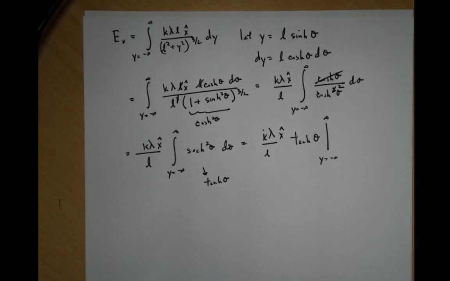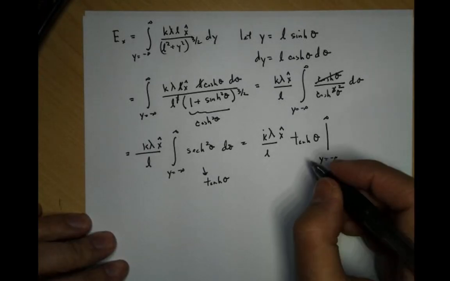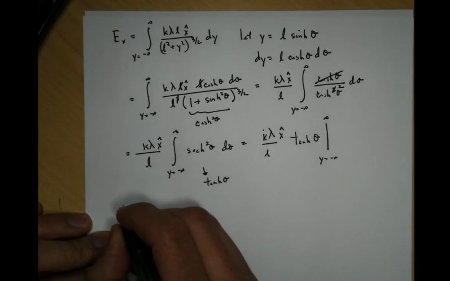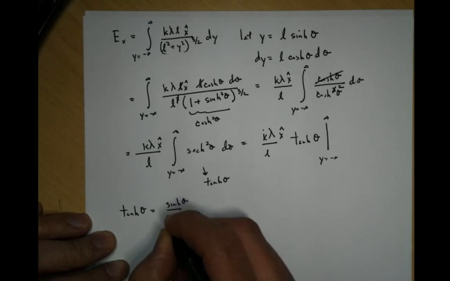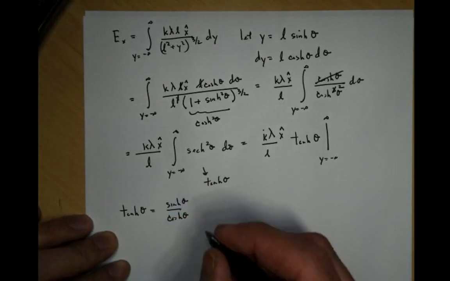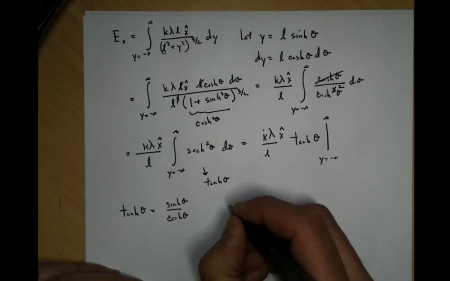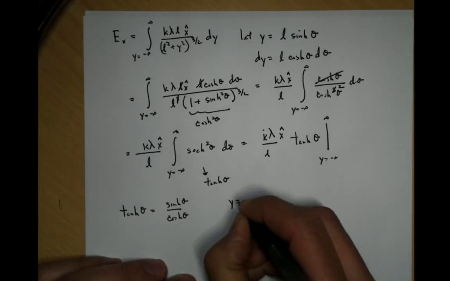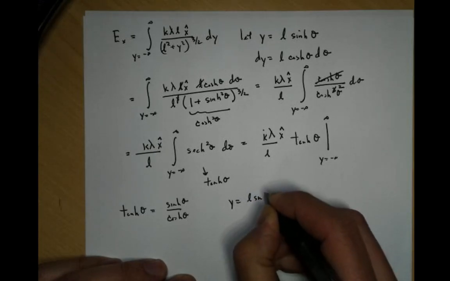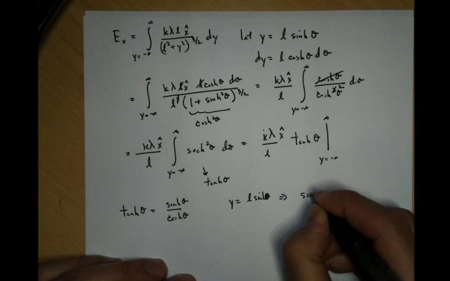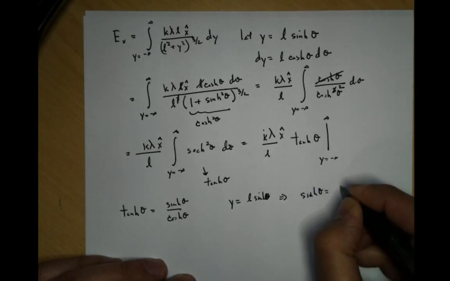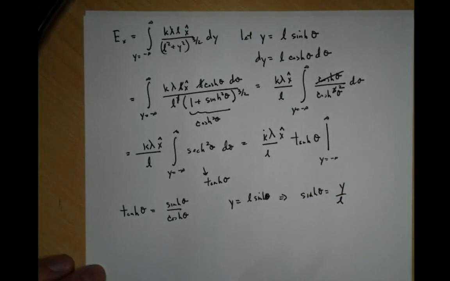So there are 2 ways of getting this one. The first thing is that you can actually write down what tanh theta is. So tanh theta is sinh theta over cosh theta. And then you recall that basically y is equal to L sinh theta, which means that sinh theta is equal to y over L.